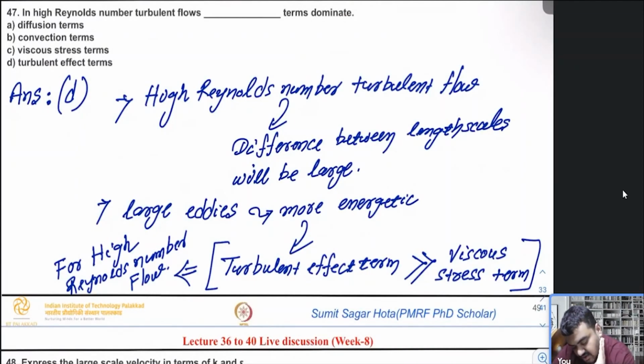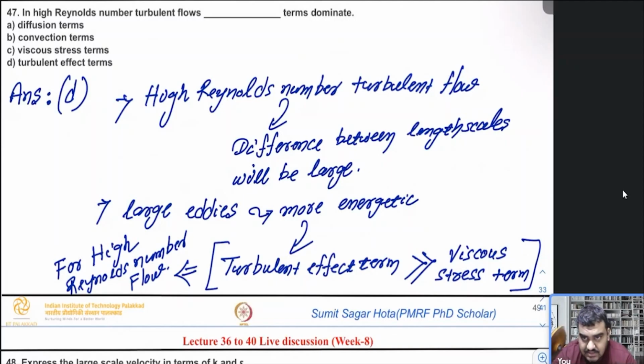In high Reynolds number turbulent flows, dash terms dominate. If it is a high Reynolds number turbulent flow, the answer should be turbulent effect terms. Most of the wrong answers would be viscous terms, because mostly we say the viscous term should dominate, but that is absolutely wrong. In high Reynolds number turbulent flow, the difference between the length scales is very large, and the large eddies are more energetic. So for high Reynolds number flow, the turbulent effect is more significant than the viscous effect.